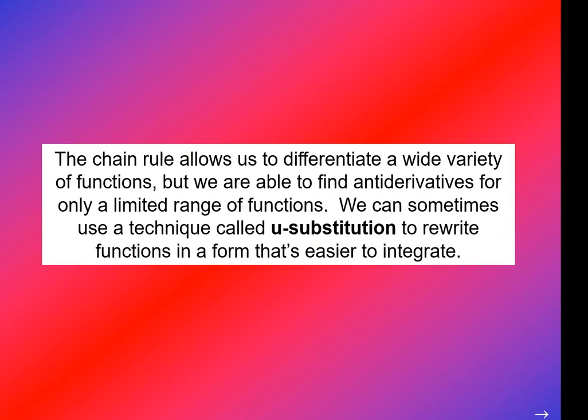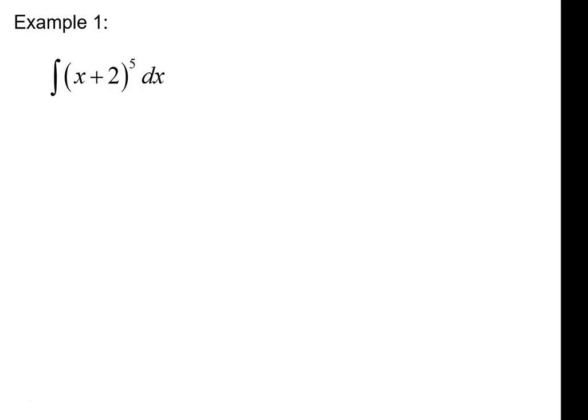U substitution is really sort of the analogous version of using the chain rule. When we took the derivative using the chain rule, we had an inner function and outer function. This is sort of the backwards version that we would use when we work with integration and finding antiderivatives. So let's look at an example here.